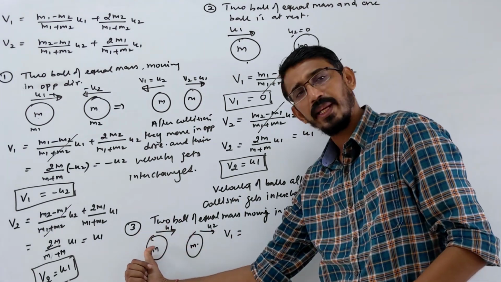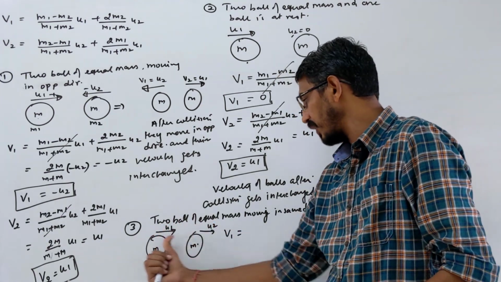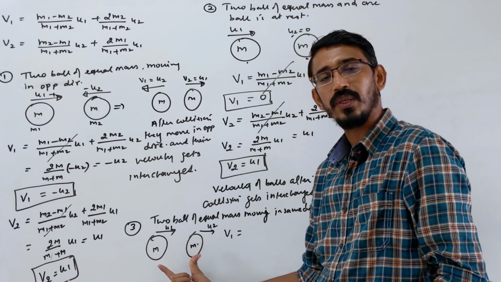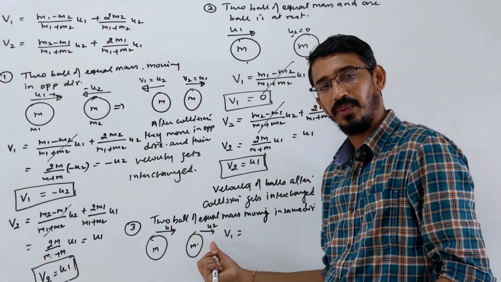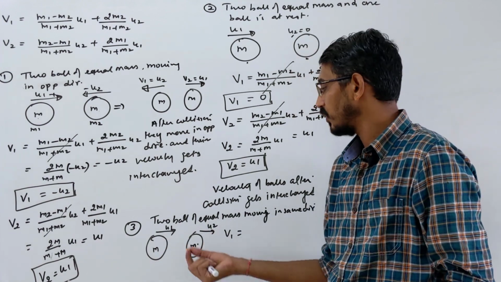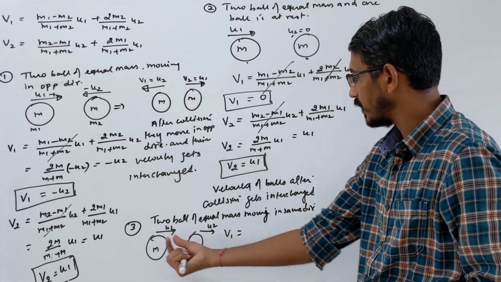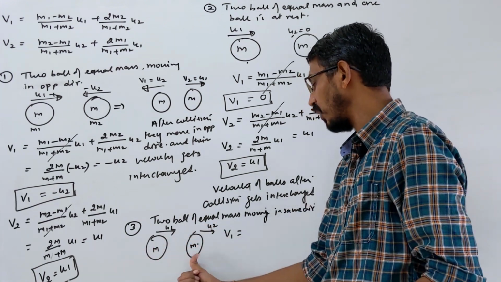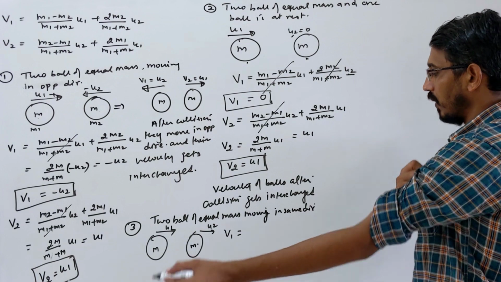That direction we are calling positive, so both velocities are going in the positive direction. They will collide only if u1 is more than u2, otherwise they will not collide, right? So suppose u1 is more than u2, meaning this one is moving faster, so it will hit that ball. After collision what happens? Okay, look here.